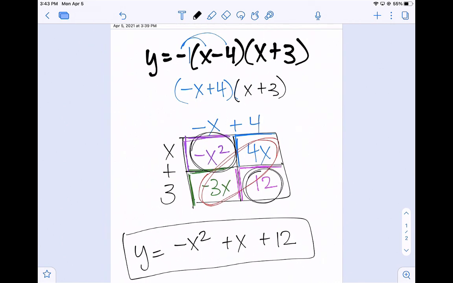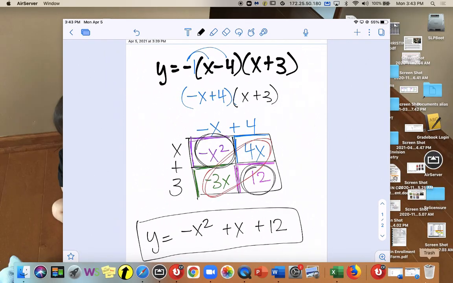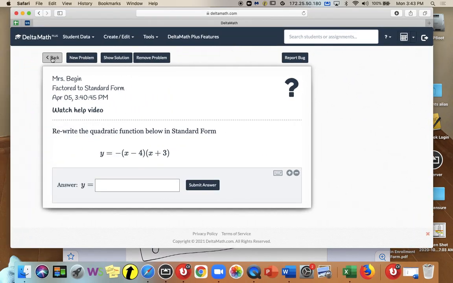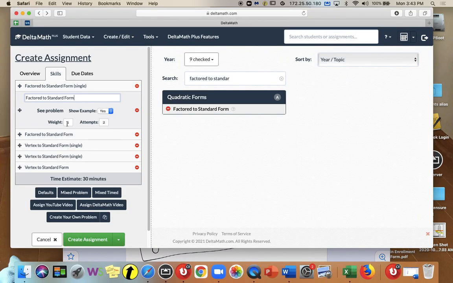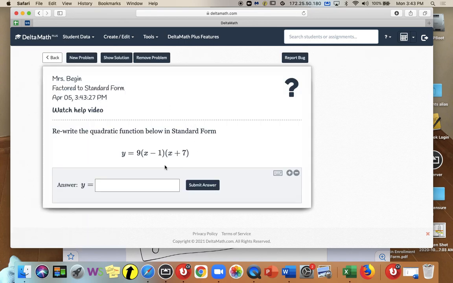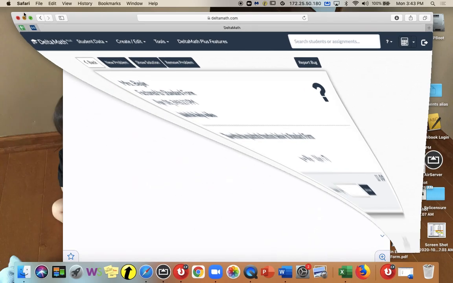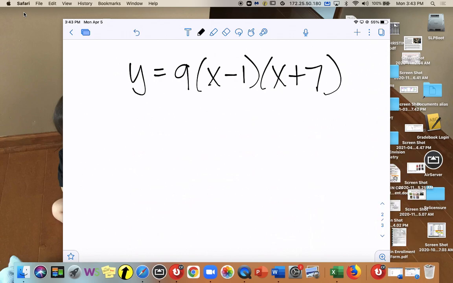I'll do another example, and I'll multiply 2 different terms together first and then multiply it by the third term. But there's our first example that we'll do. And our second example should be the same in Delta Math as well, so we would click on the second one. And it would look like this: 9 times (x minus 1) times (x plus 7). So again, I'm going to write this down first, and then I'll show you how we could solve 9(x minus 1)(x plus 7).